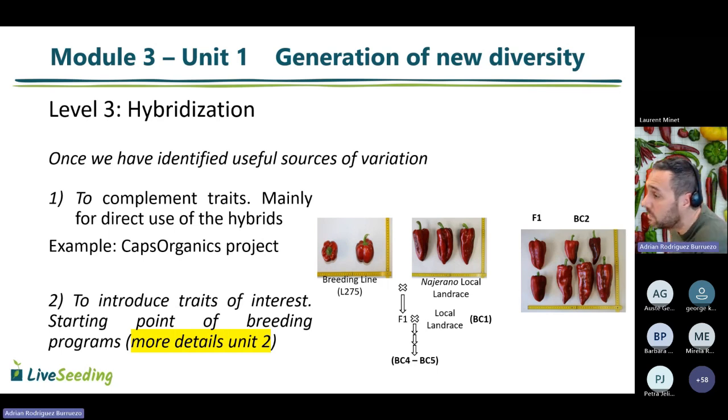Here you have an example of the Najerano local landrace, which is a bell pepper, pointed, conical shape, a big fruited, fleshy pepper, very much appreciated in the north of Spain, the area of La Rioja, Navarra, and Aragon. It is very fleshy, very tasty, but it lacks adaptation to different environments, and in particular, resistance to viruses.